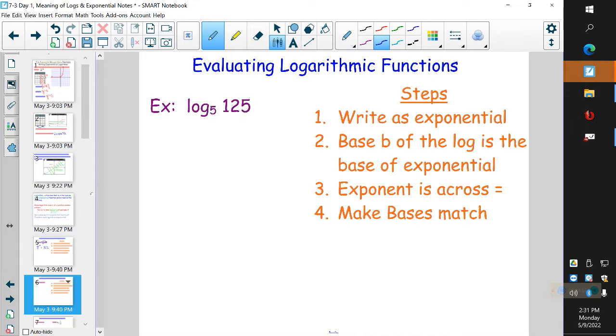How do I write this one? Well, I'm going to set this thing equal to x. Why? Because it's not equal to x. And I'm going to grab the base. The base is a 5, and that becomes the base of my exponential. Look across the equal sign. That becomes your exponent, and that is going to equal 125, which is our big number.